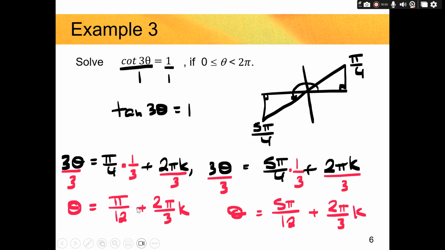So if you guys remember, pi over 12, that is 15 degrees, just so you guys know. Pi over 12, if you converted that, if you want to think about it in degrees.